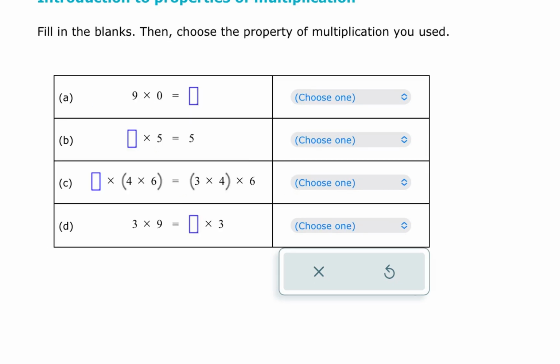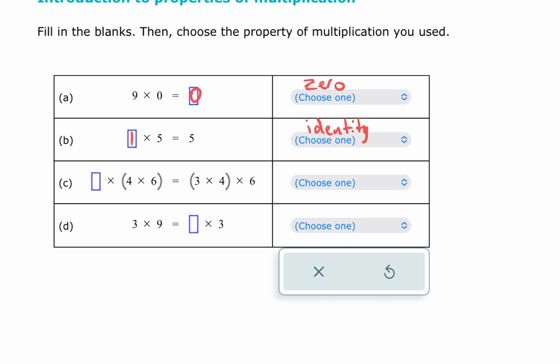And here's one more set of examples. A, 9 times 0 is, of course, 0. That's the 0 property. It says when you multiply a number by 0, you always get 0. B, what times 5 is 5? So that would be 1. That is the identity property. And problem C, looks like it's the associative property.